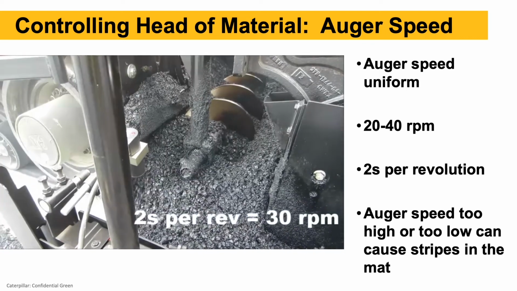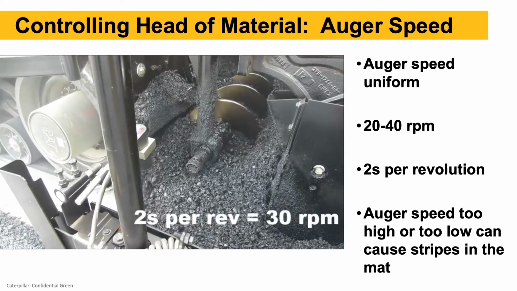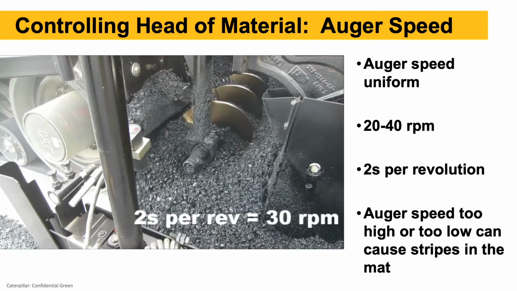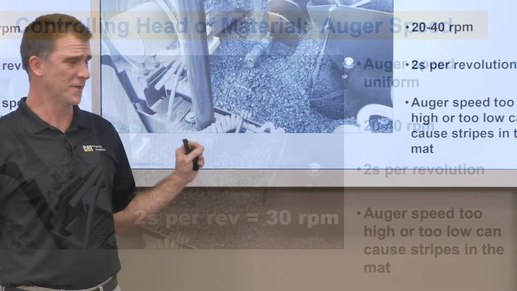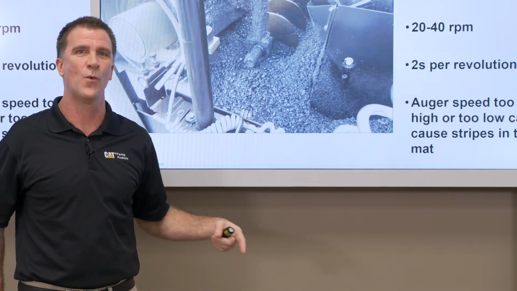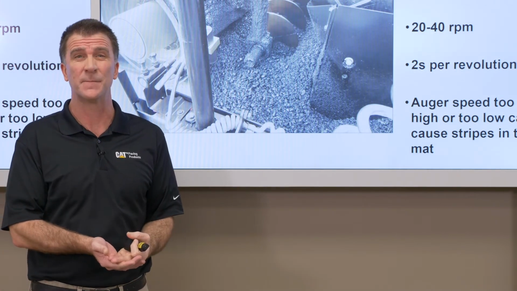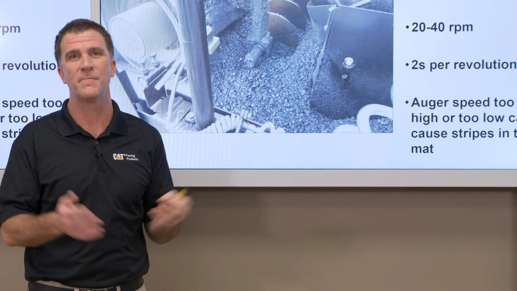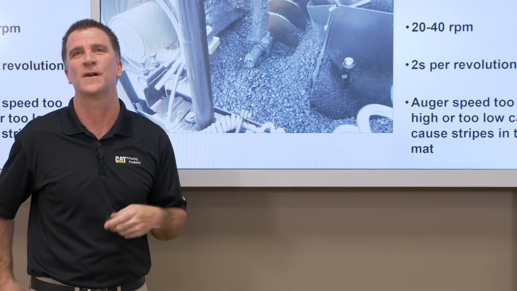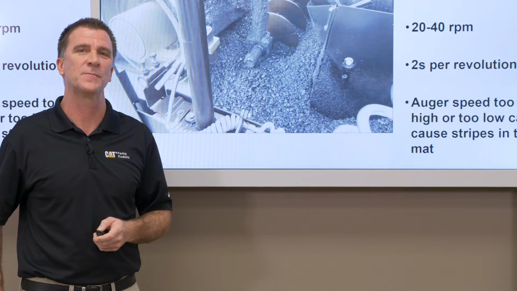This little video shows that ideally we want that auger speed to be about 30 RPMs. So we look for a range of 20 to 40 RPM. That's about 2 seconds per revolution. If I look at a bolt on the end of that auger shaft as it's turning and just count 1,000, 2,000, that's right there, 30 RPMs, right in the middle of that 20 to 40 range. So a quick count to check our auger speed.